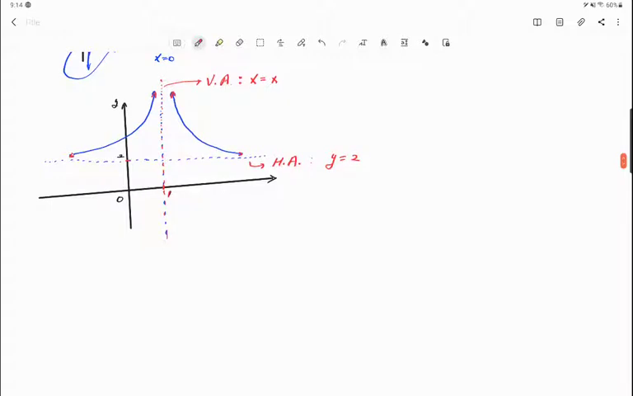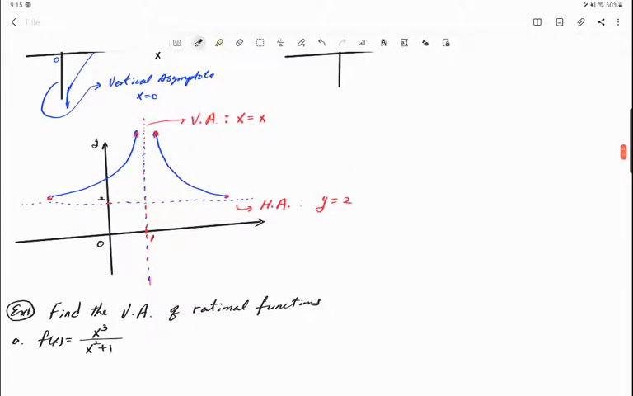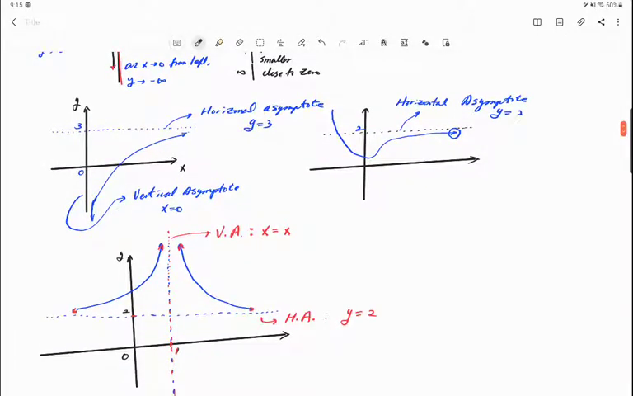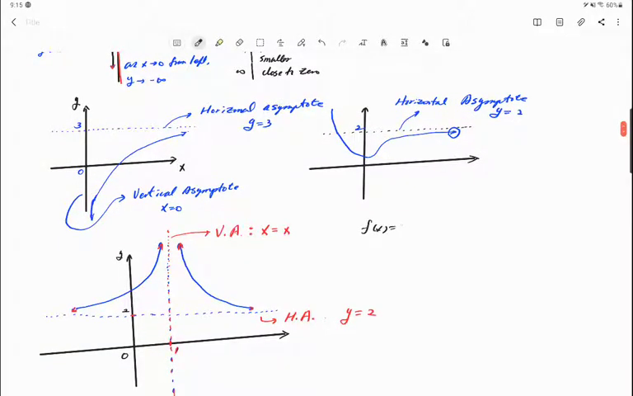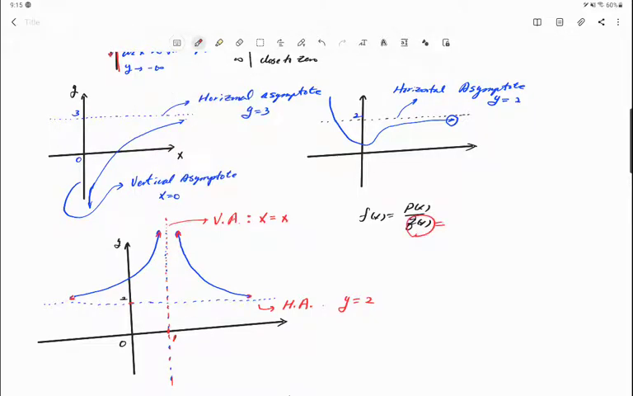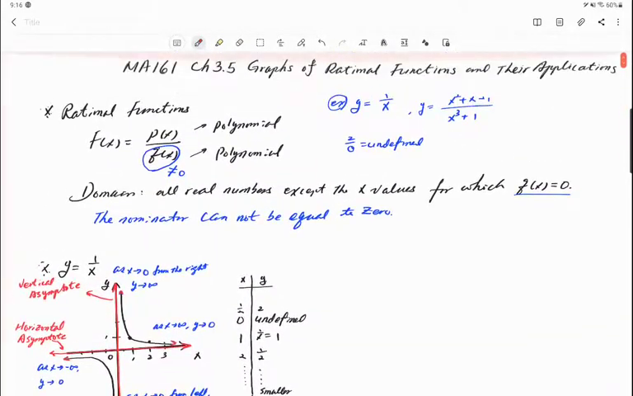All right, then let's find the equation of the vertical asymptote and horizontal asymptote of a rational function. Before we do that, let me explain how we find the vertical asymptote. Let's say the function f of x equals p of x over q of x. When we set the denominator equal to 0, all those x values will be vertical asymptotes.